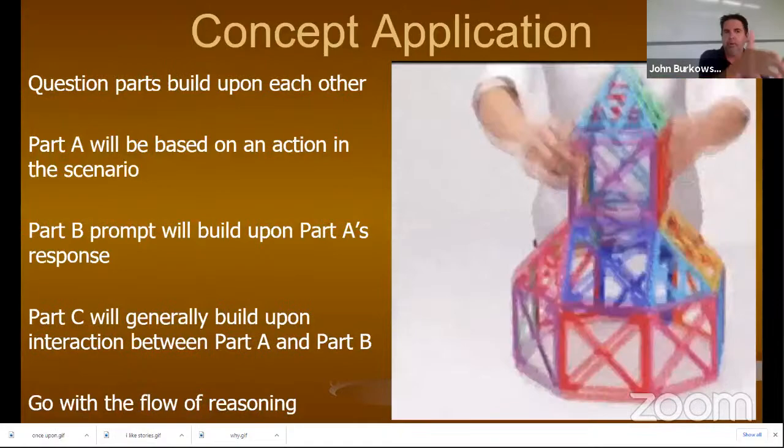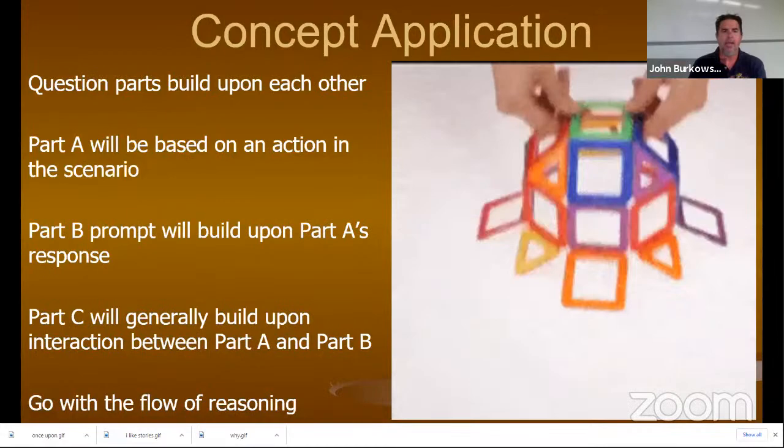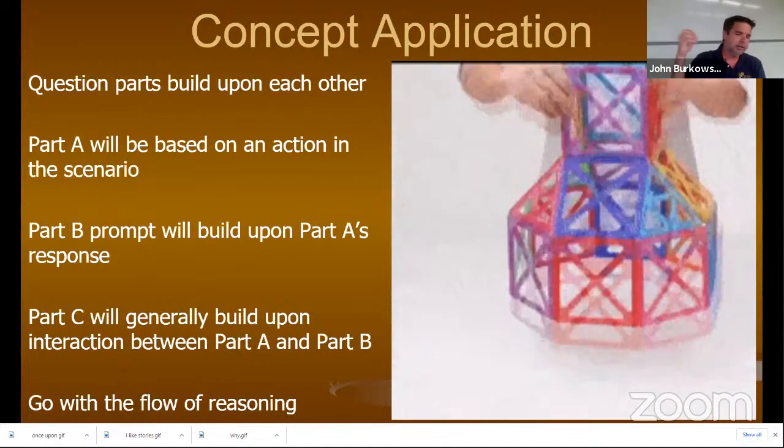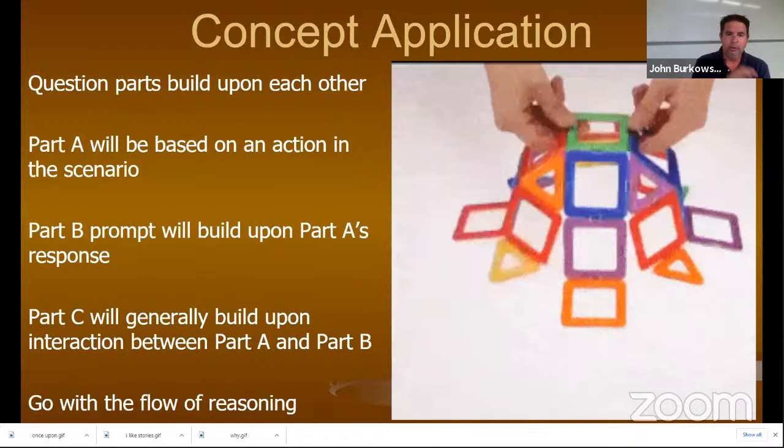And then part C starts bringing everything together. Part C will generally build on the interaction between part A and part B. That's where you want to be mindful of compare, because that comparison might ask for a different scenario or a different situation or a different action. So you want to be mindful of that. Go with the flow of the reasoning. What do I mean by that?